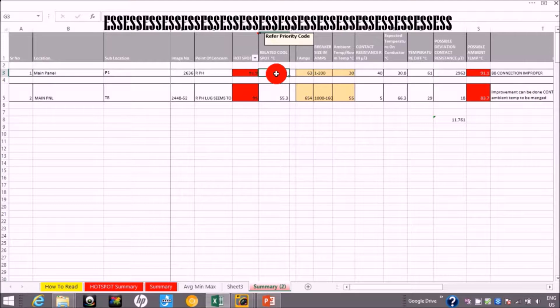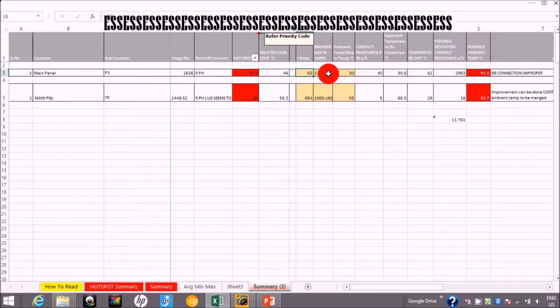So what do we mean by related cool spot is, when everything is normal, what is the temperature that the cable is going to be subject to? So maybe let's say here in this case, let's say 46 or something, what you see. Okay. Then what is the current that is flowing through that. So from here till S, this is the complete tool. So that tool, these are the hidden cells. So that needs some big calculations that we have to make.